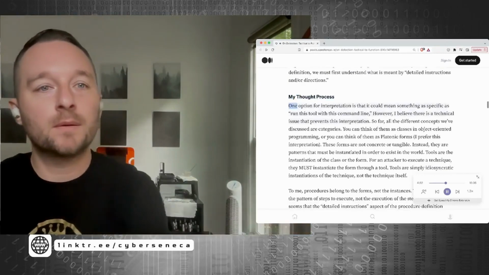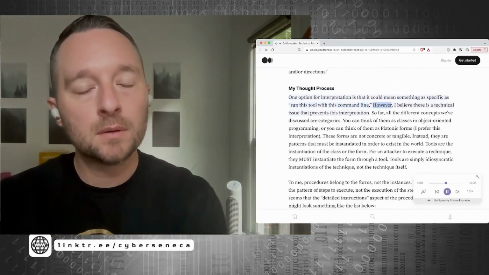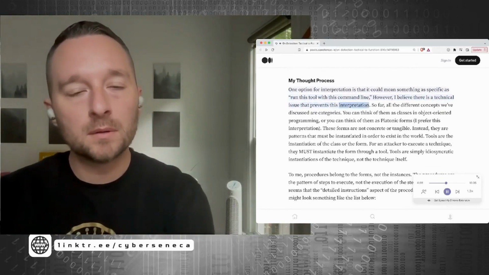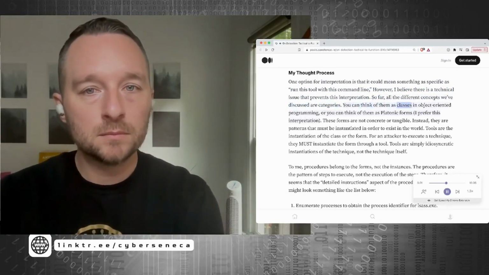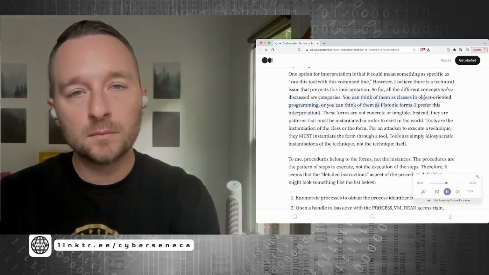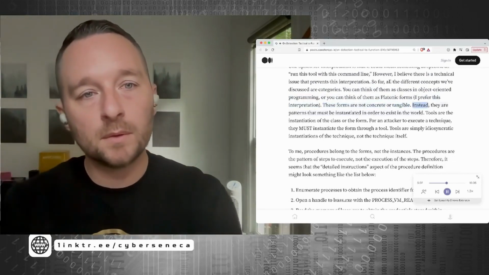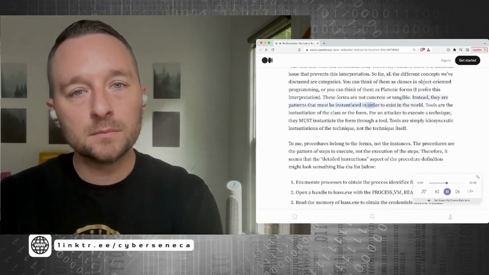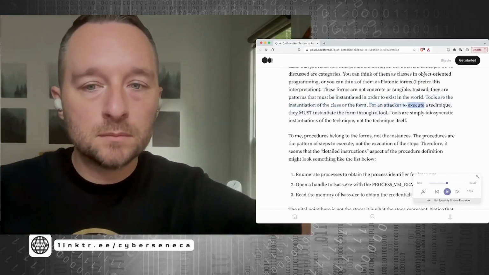My thought process: one option for interpretation is that it could mean something as specific as run this tool with this command line. However, I believe there is a technical issue that prevents this interpretation. So far, all the different concepts we've discussed are categories. You can think of them as classes in object-oriented programming, or you can think of them as Platonic forms. I prefer this interpretation. These forms are not concrete or tangible. Instead, they are patterns that must be instantiated in order to exist in the world. Tools are the instantiation of the class or the form for an attacker to execute.